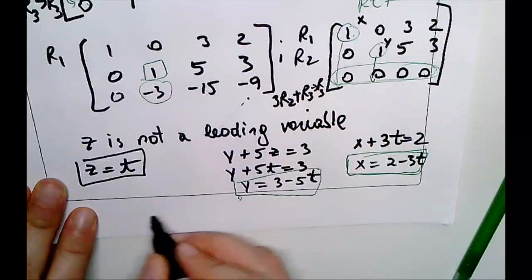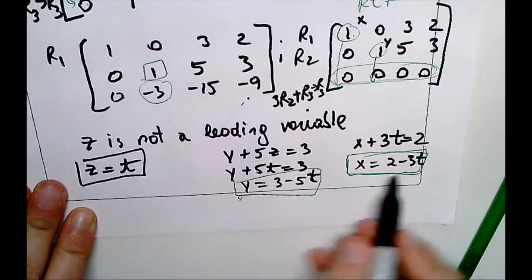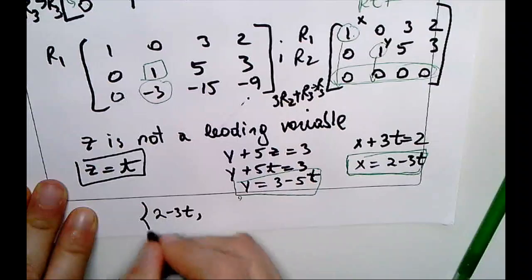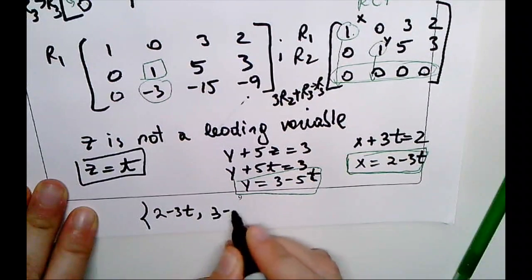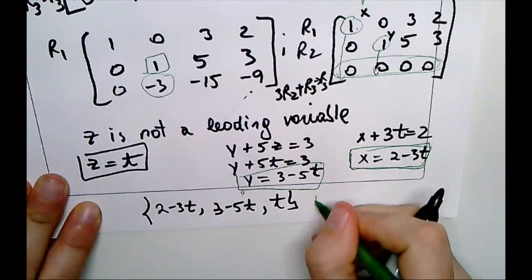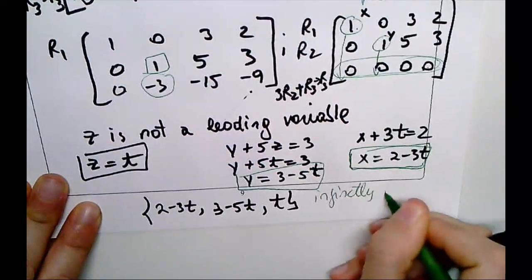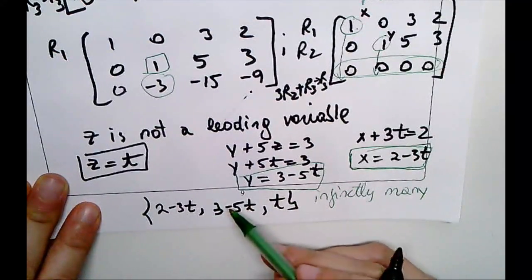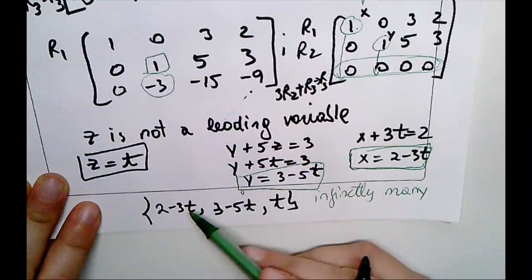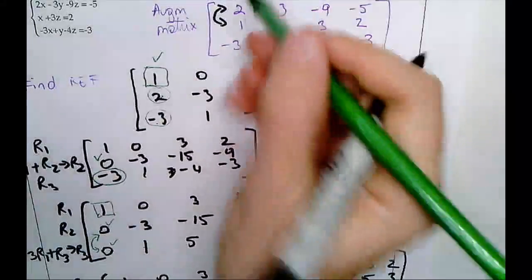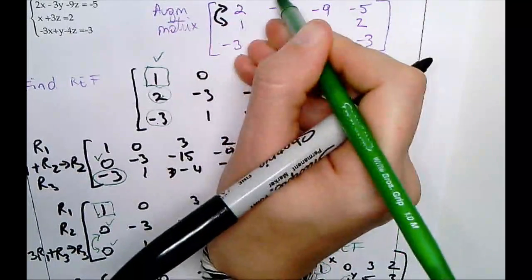So the solution is x, but x is a variable of t, so it'll be 2 minus 3t. y, which is 3 minus 5t, and then z, which is t. There's infinitely many because t can be anything. So if I let t be 0, then the solution will be 2, 3, and 0. If I let t be 1, then it will be 2 minus 3, 3 minus 5, and a 1. So the system is consistent and dependent. It depends on the variable t.